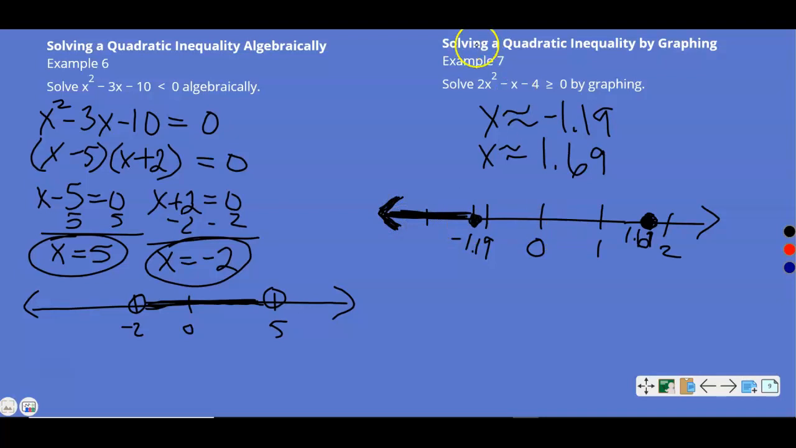All right, plug 0 in. All I'm doing is substituting 0 for x. 0 minus 4 is negative 4 greater than or equal to 0. No, it's not. So this middle part is not going to be shaded.